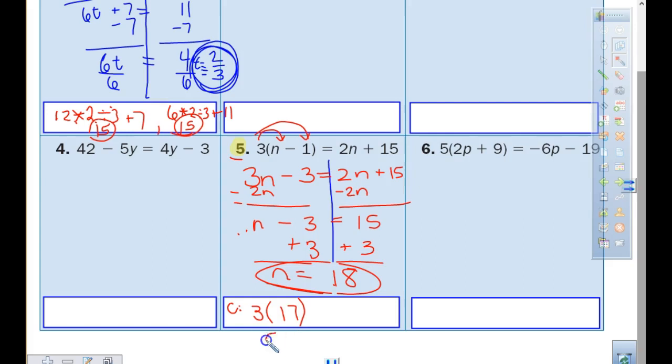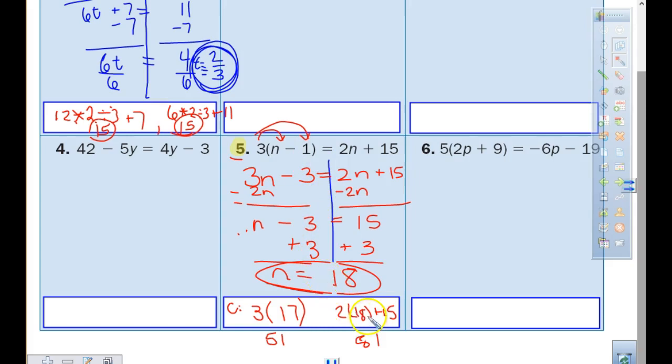3 times 17 is how much? 51. Now on this side, I am going to put the 18, right? I'm going to put 2 times 18 plus 15. Did it work out? I get 51 on both sides, so I know I was doing it right, and this is the right answer.